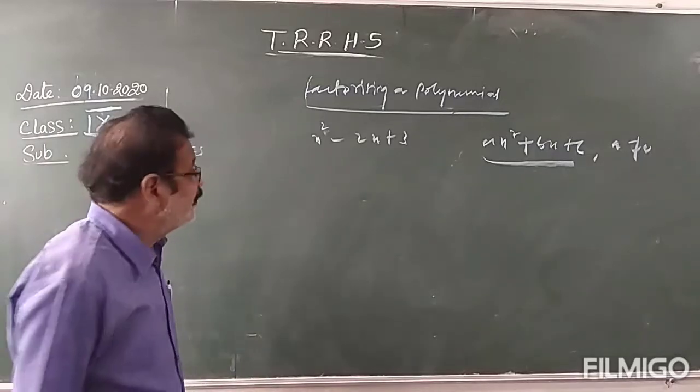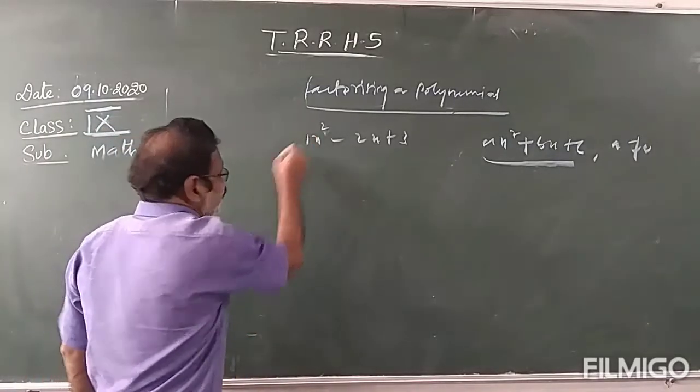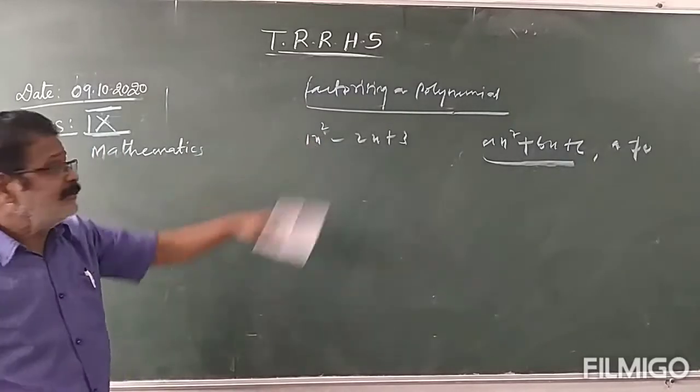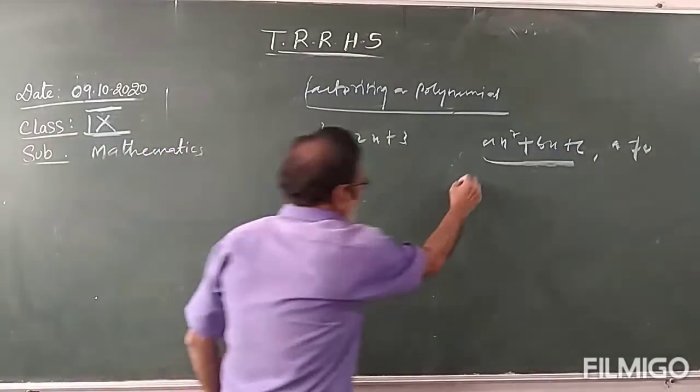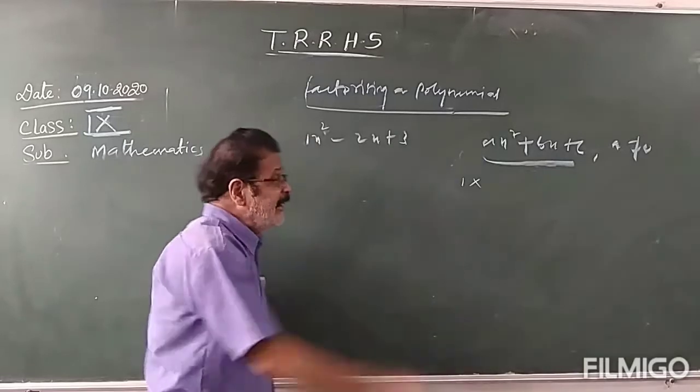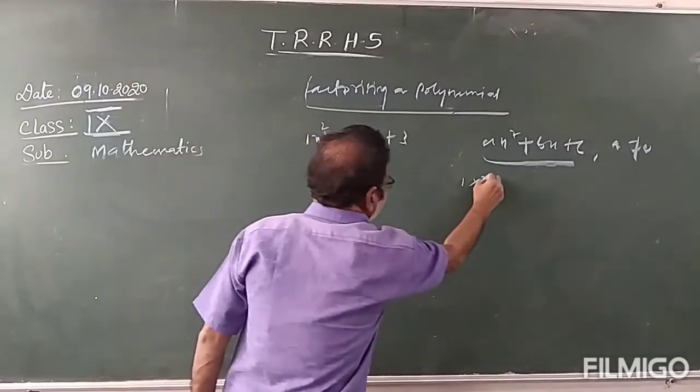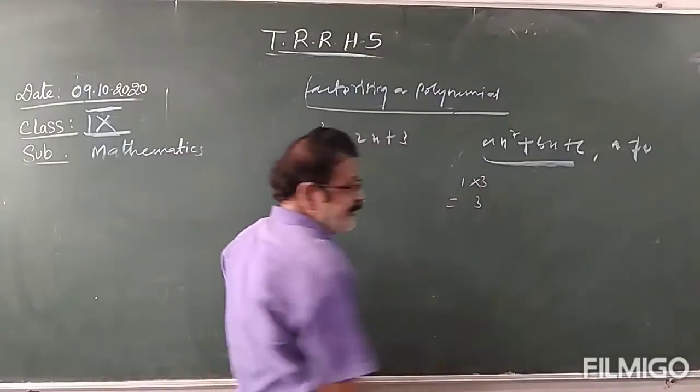How to factorize this? Now multiply the second degree coefficient. What is the second degree coefficient? The second degree coefficient is 1 here. Multiply the second degree coefficient and the last term. The last term is 3. 1 into 3, we got 3.